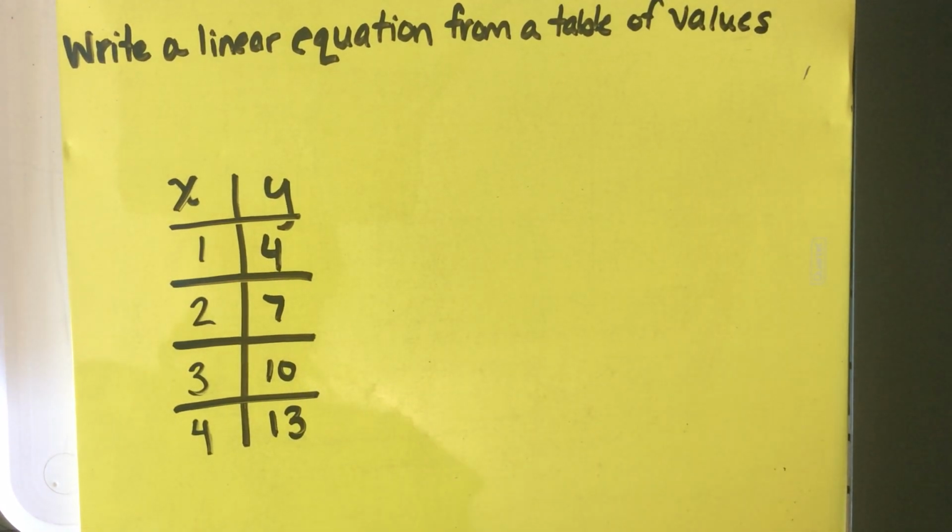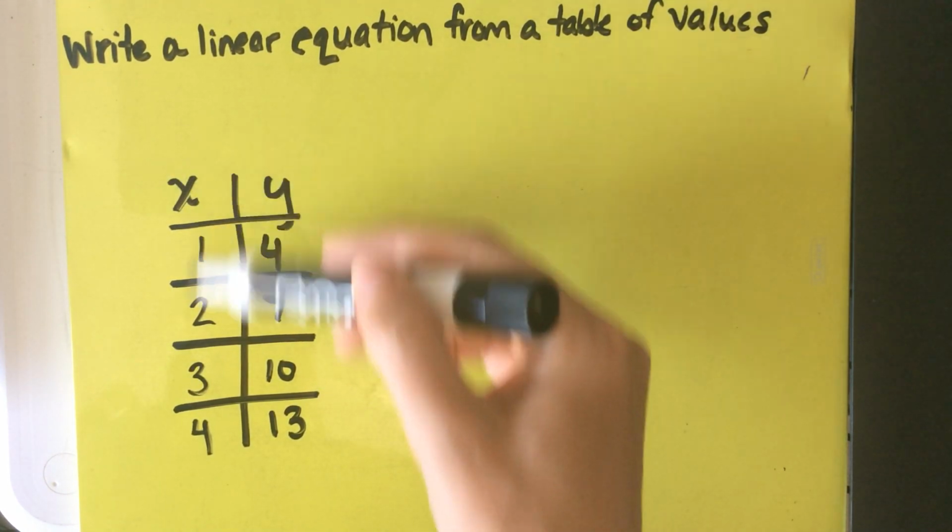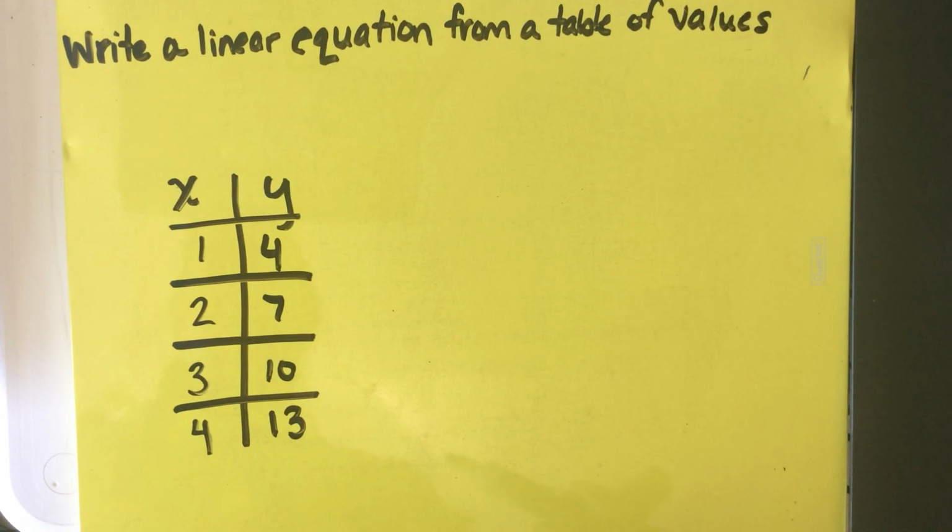Okay, today's video is going to show you how you can write a linear equation using a table of values. So we have our table of values here. We have an example. I have my x values here on the left-hand column, and I have my y values here on the right-hand column.